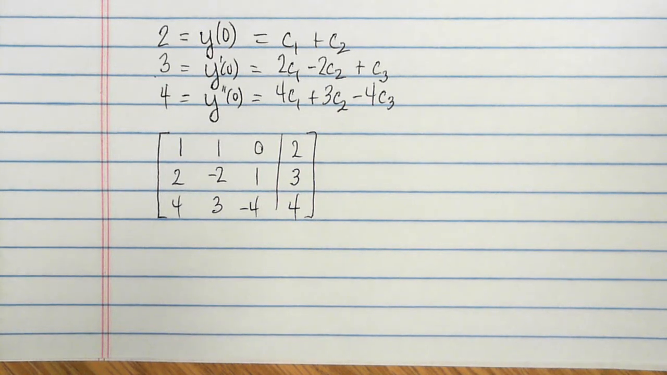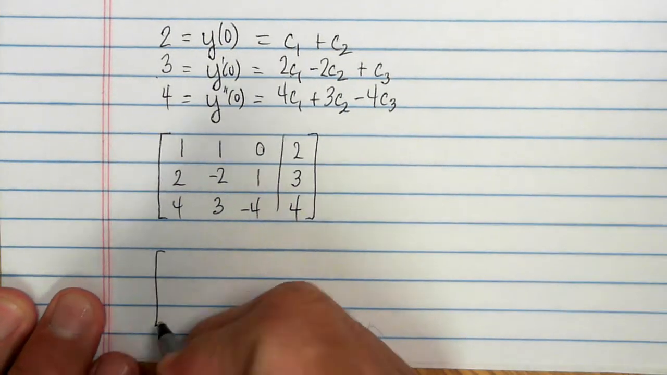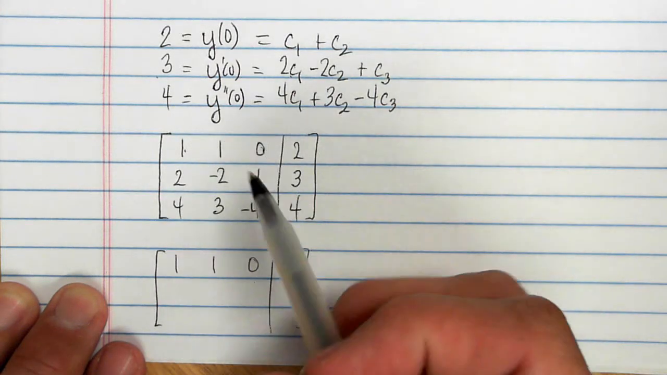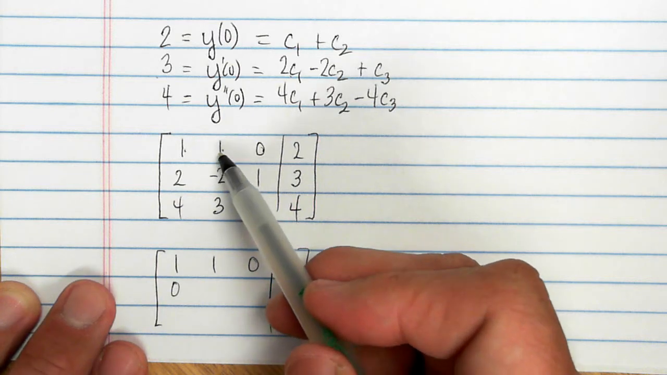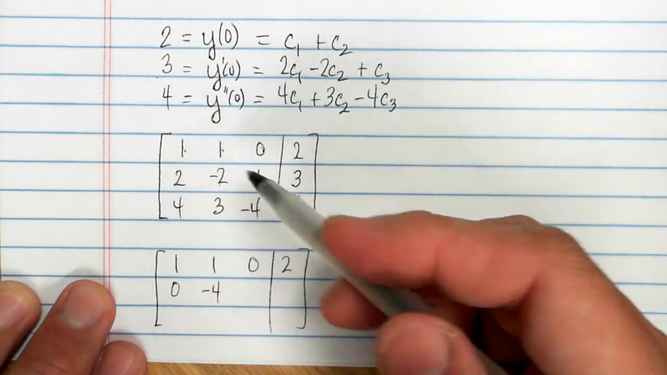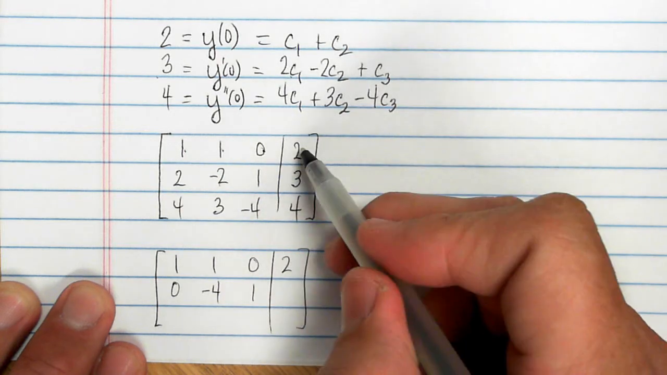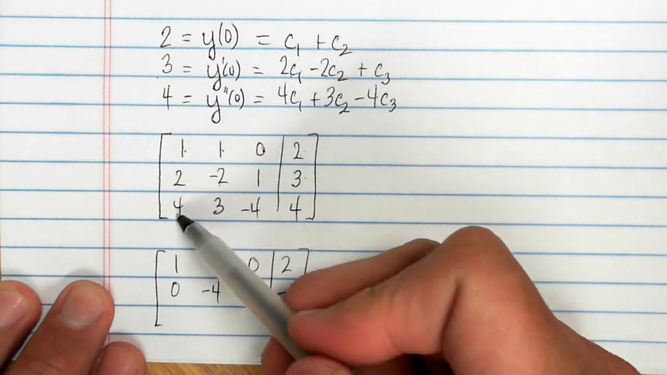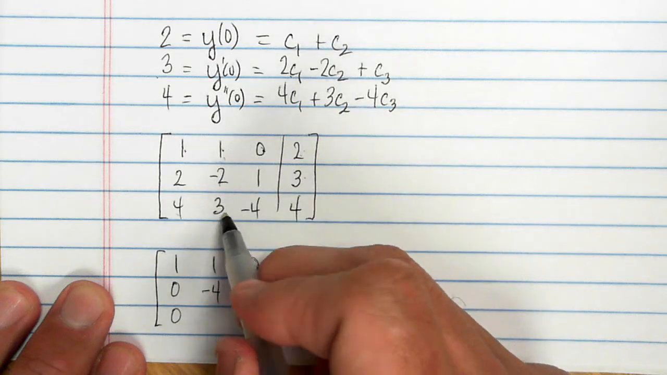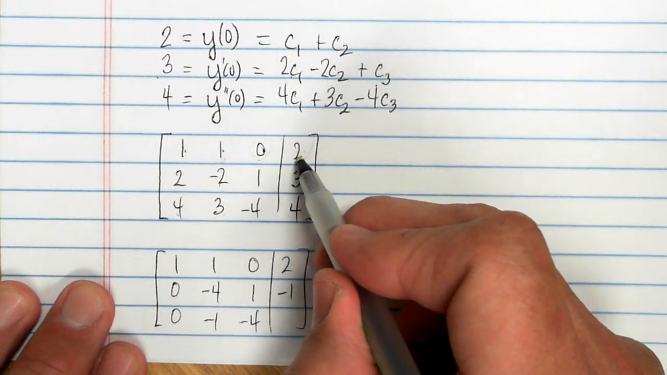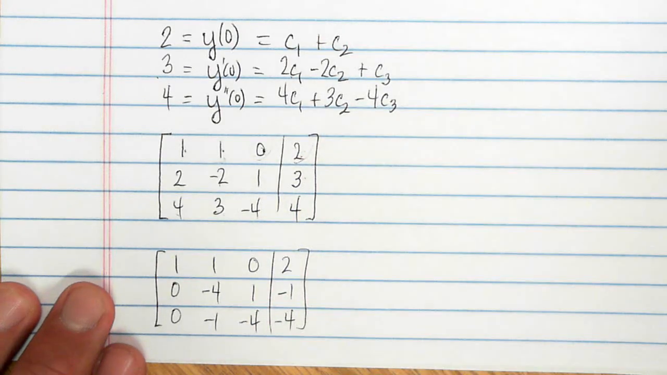Okay, to get started on this, I'll get zeros in the first column except for the top row. So I have 1, 1, 0, 2. I'm going to multiply the top line by negative 2 and add. So that gives me a 0 here, and I get 0, then negative 4. I still get 1. Multiply by negative 2 gives me negative 4, plus 3 makes negative 1. Next, multiply by negative 4 and add. Multiply by negative 4 gives me negative 4, plus 3 makes negative 1. The negative 4 stays. Multiply by negative 4 gives me negative 8 plus 4 makes negative 4.